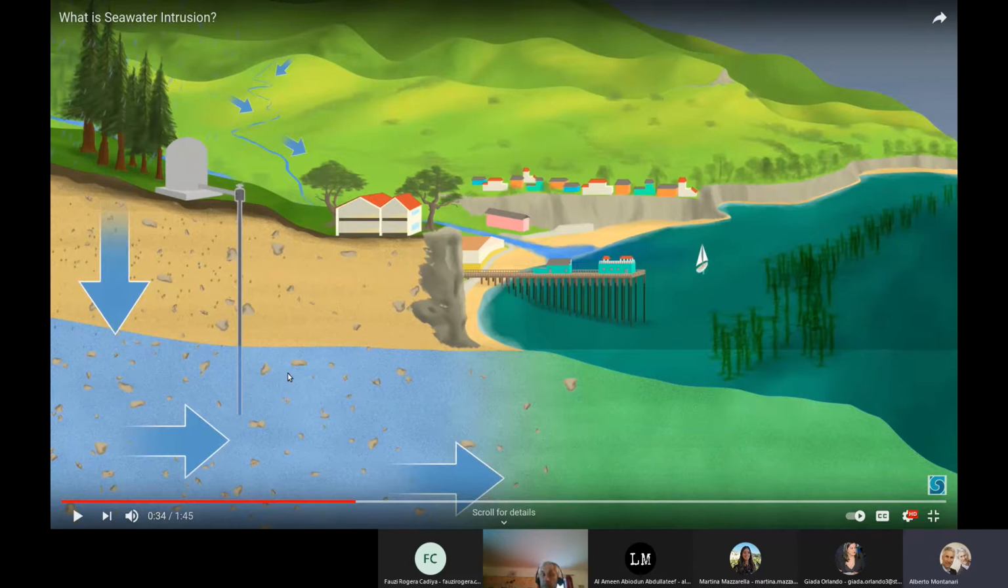Now, what happens when people are pumping fresh water from the well that you see in gray, that is basically feeding a water supply system? So let's move forward in the video a little bit, and let's see what happens when you pump.